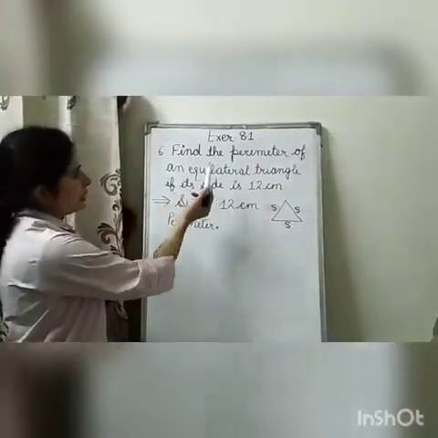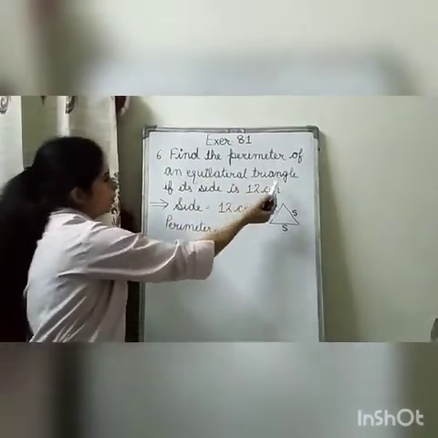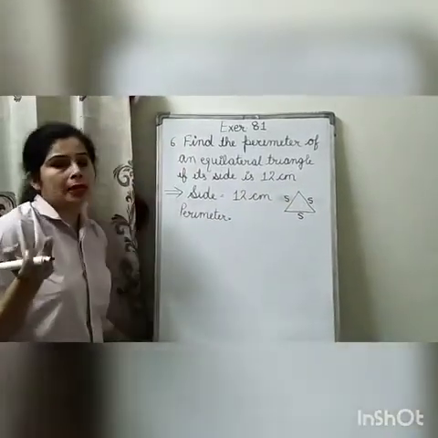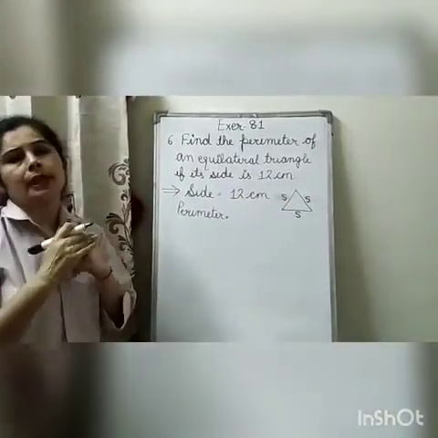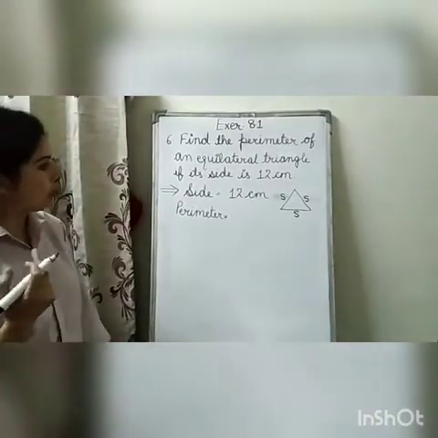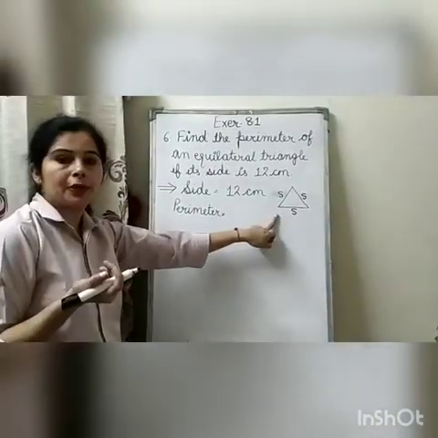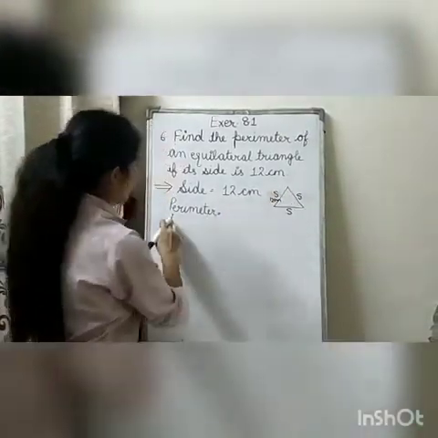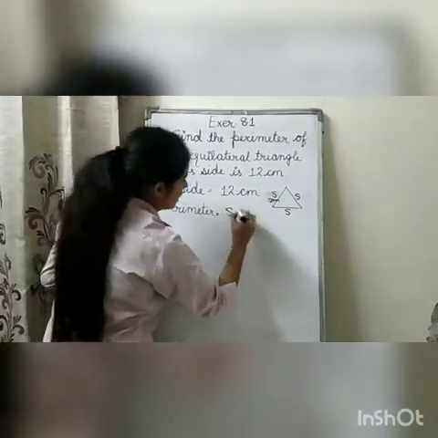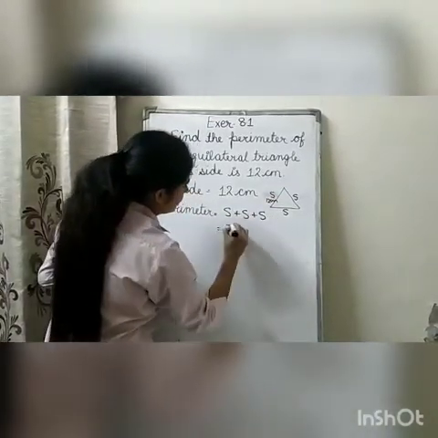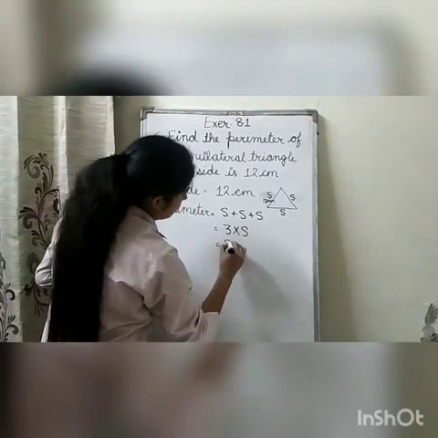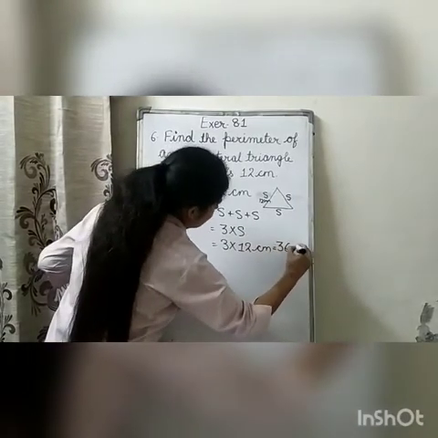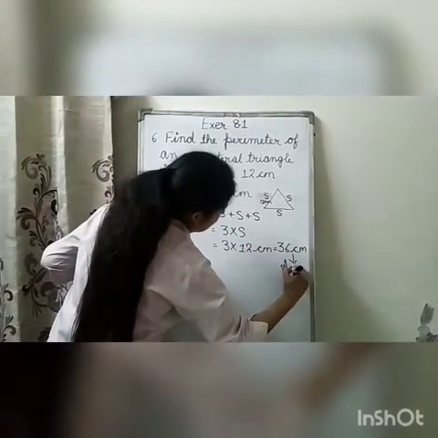Our sixth question, find the perimeter of an equilateral triangle if its side is 12 centimeter. What is an equilateral triangle? A triangle with all the sides of equal length is called the equilateral triangle. Here we are having one equilateral triangle. Sides are equal. Side is 12 centimeter each. So perimeter will be side plus side plus side, or we can say 3 multiply side. 3 multiply side, 12 centimeter. So the perimeter will be 36 centimeter, and this will be our final answer.